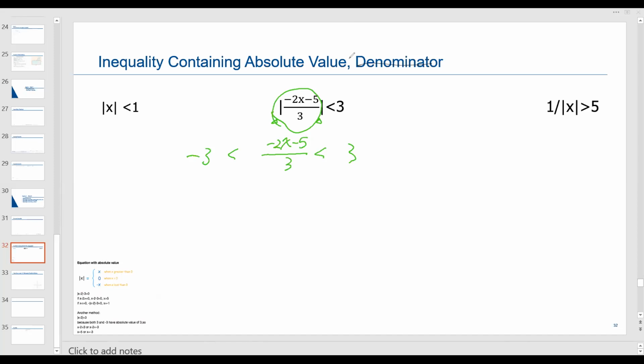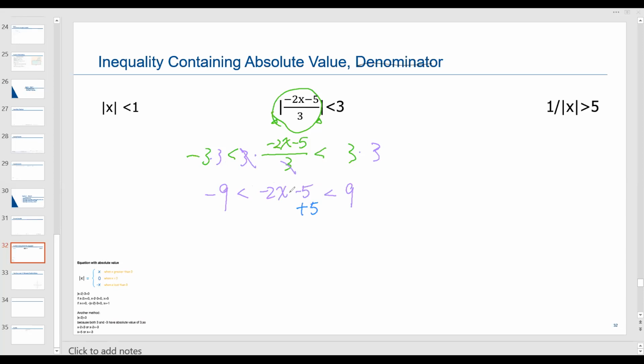We use a similar process. We multiply by 3 first. Why? We make this denominator disappear, right? Multiply by 3, so the left, middle, and right all do the same process. So here it becomes 1. The middle part changes into here, right? 9. Here becomes negative 9. Now we get a better idea of what's going on here, right?